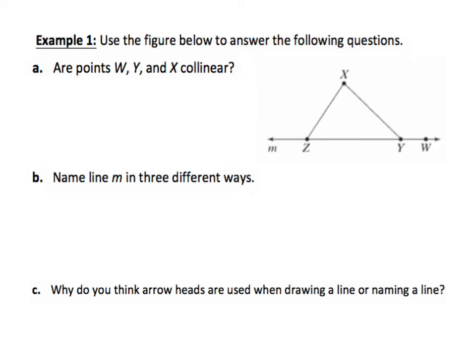Use the figure below to answer the following questions. First, are points W, Y, and X collinear? Let's go ahead and find points W, Y, and X. Remember, collinear means same line. So are the points collinear? Your answer is no. And if you want to add a quick explanation, they can't be connected with a straight line.